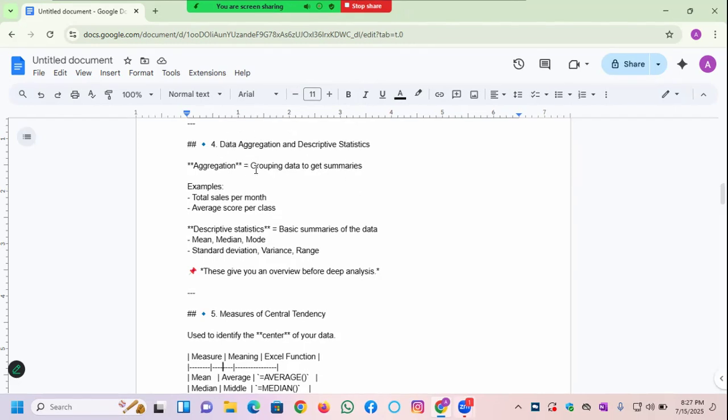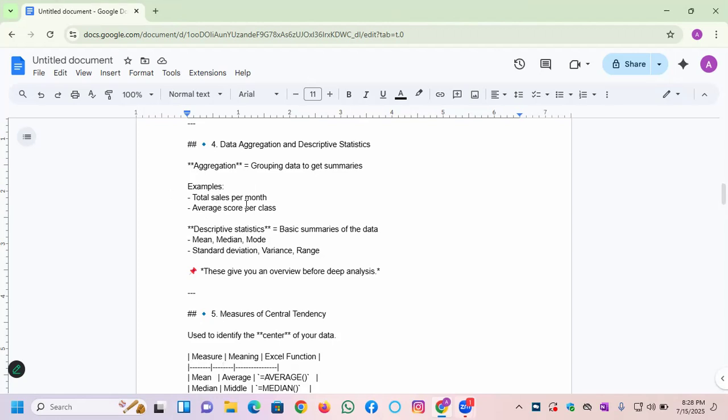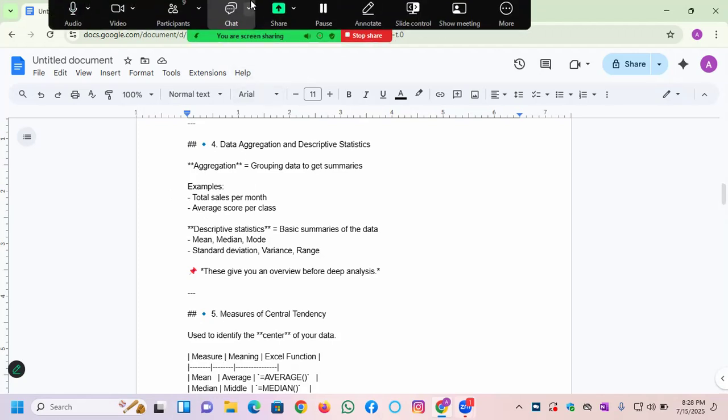So data aggregation is very, very important. Aggregation has to do with grouping data to get summaries. Now, what are examples? Total sales per month, right? That's an example of aggregation. Now you have sales every day, and nobody cares about the business of the company with all these sales. But you are able to give them what we have at the end of the month.